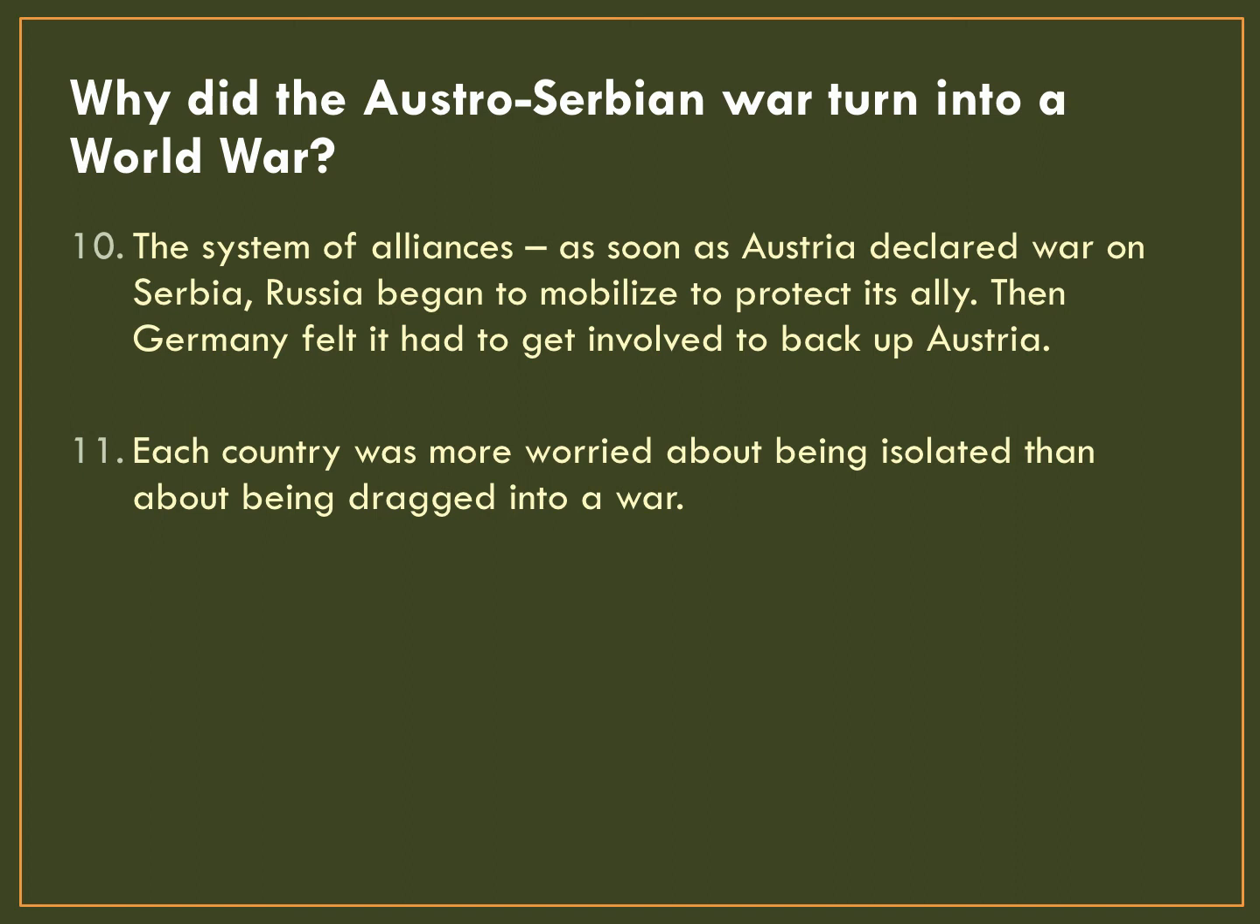So when Russia is mobilizing to help Serbia, it's going to be very threatening to Austria. Germany has to back up Austria, their ally, so Germany starts mobilizing as well. The big deal is each country is more worried about being isolated than about being dragged into a war. They don't want to be left behind. They don't want to get caught unawares. They're not thinking about what is the potential for a world war. That's not on their minds.